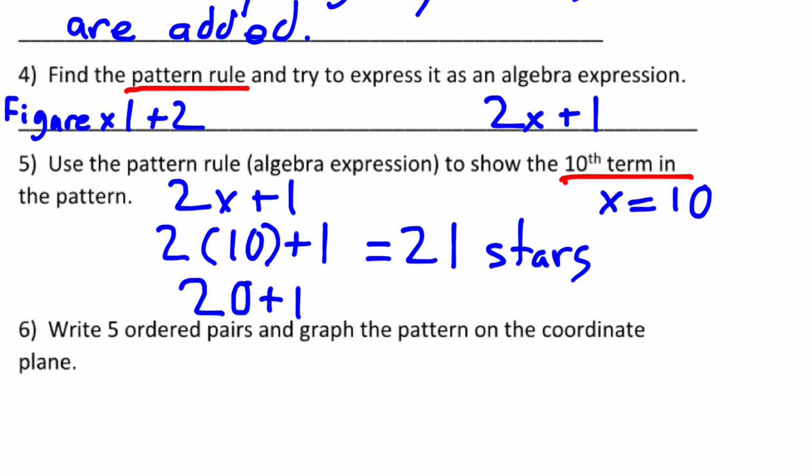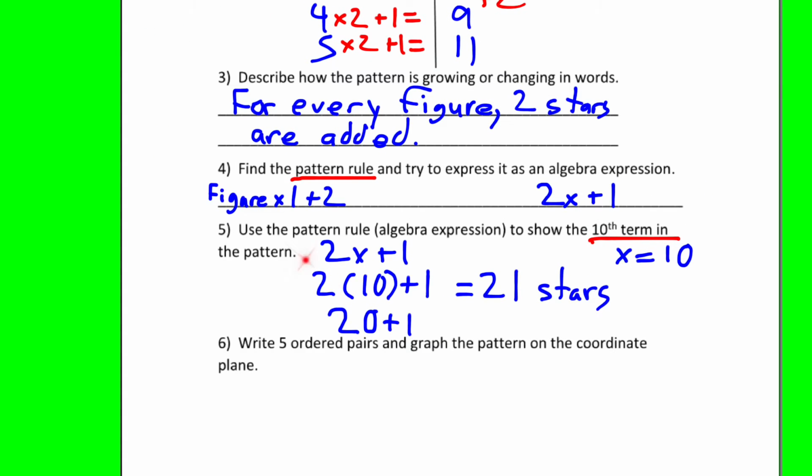If it was the 100th pattern, there'd be 201 stars. If it was the 1000th pattern, there'd be 2 times 1000 plus 1. There'd be 2001 stars. So that's how the algebra expression can help us get any answer to the question. 2 times the figure plus 1. In this case, 2 times 10 plus 1 is 21.